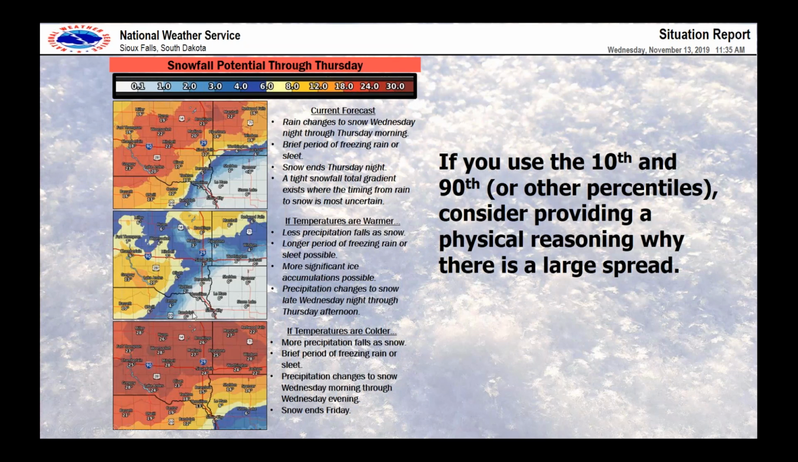We just said this is the high end, low end, and expected. And it was almost unanimous that people thought that that was too much information. They couldn't make sense of it. They would not want to see that.